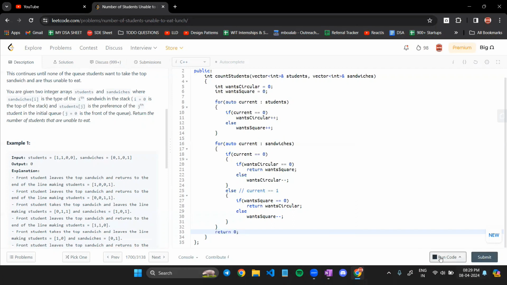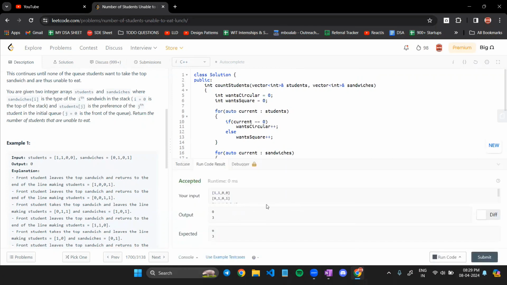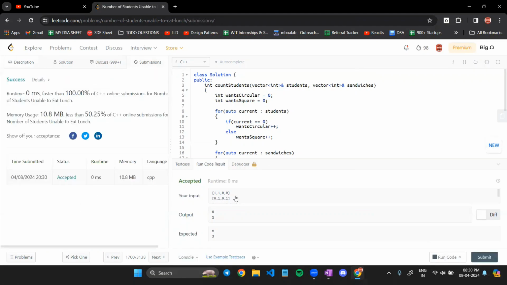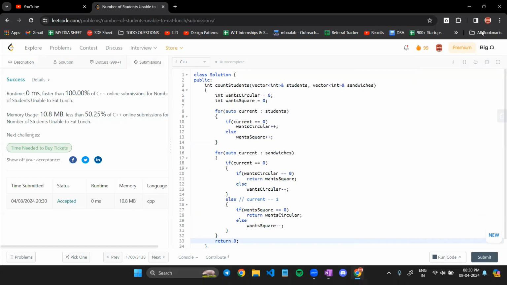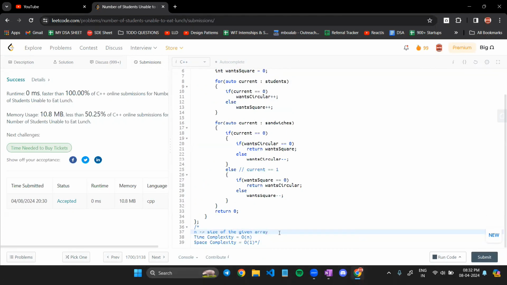So let's quickly run this. So it's giving us the correct answer. Let's submit it. And it got accepted. Now talking about the time complexity and space complexity, if we consider the size of the given array as n, then the total time complexity is order of n.